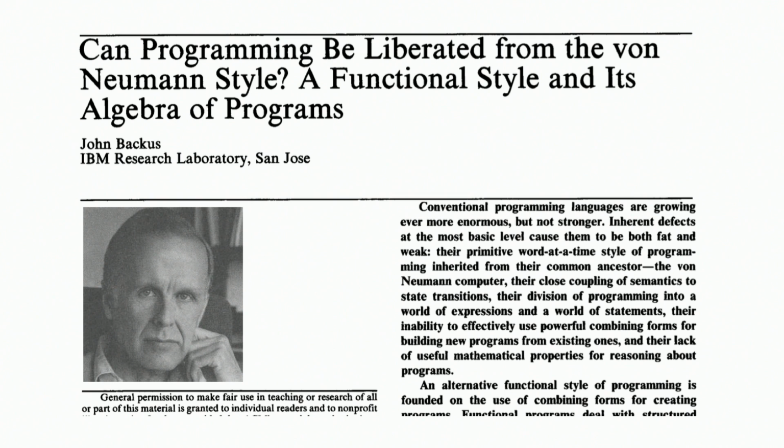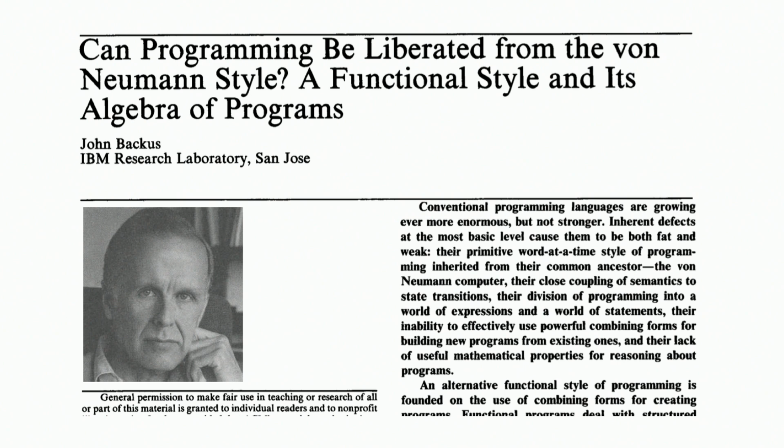In 1977, John Backus, who helped to invent Fortran and Algol, wins the Turing Award. And when you win the Turing Award, they let you give a lecture. And this was his lecture.